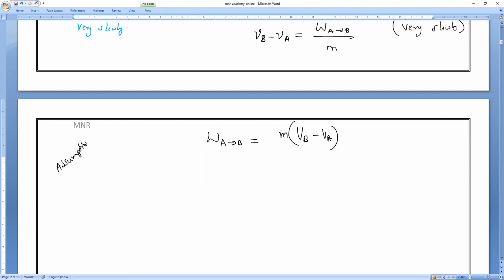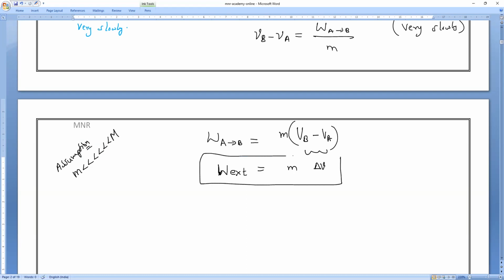And I'm making an assumption that small m is very, very much less than capital M. Clear, everybody? So we all know this is the change in potential energy, delta V. So work done due to what? Internal or external force? Work done due to the external force is equal to m into delta V.